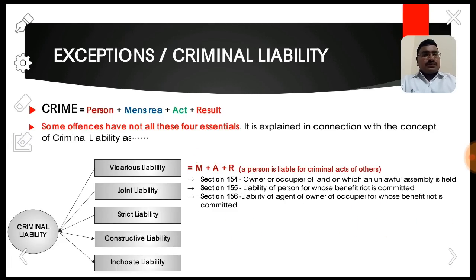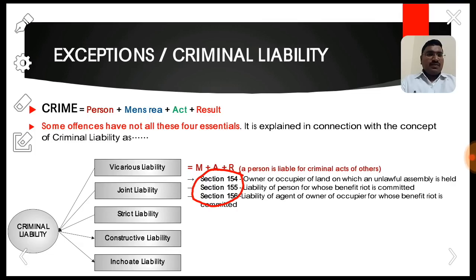It is mentioned under sections 154, 155 and 156 of the Indian Penal Code. Here one person is liable for the acts of another person. It is said to be vicarious liability. There is some mens rea, some actus reus, some result, but there is no person. Person is the first essential element for a crime, but there is no person. It is an exception, vicarious liability. According to section 154, the owner or occupier of a land on which an unlawful assembly is held is liable.